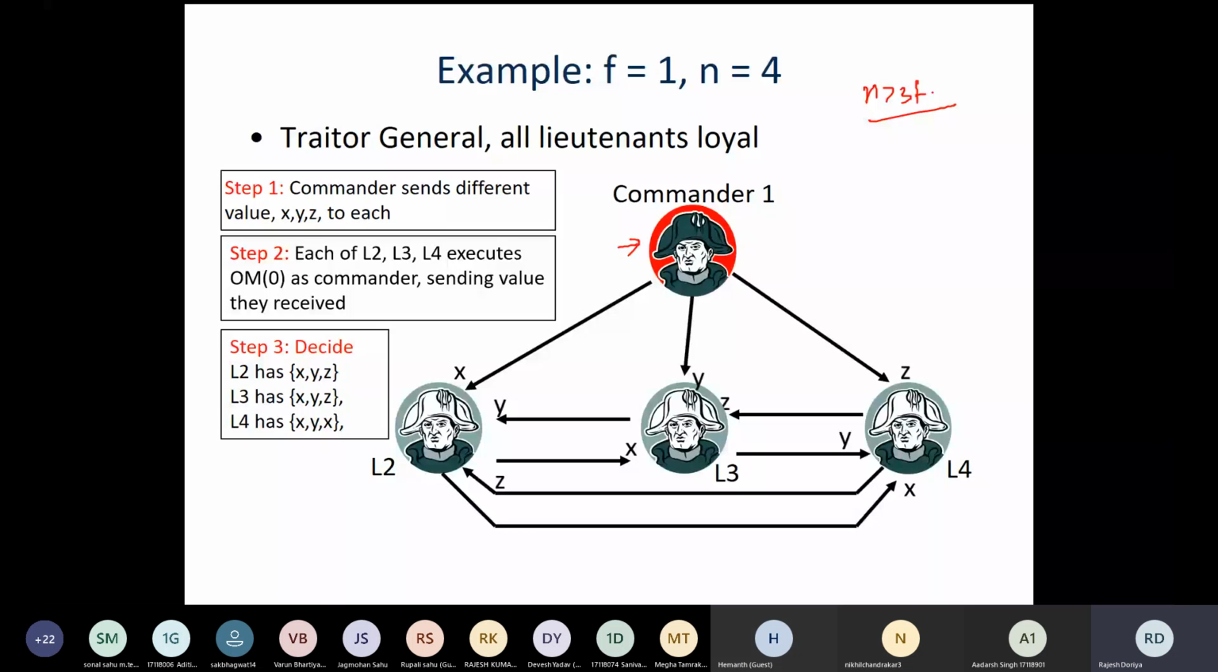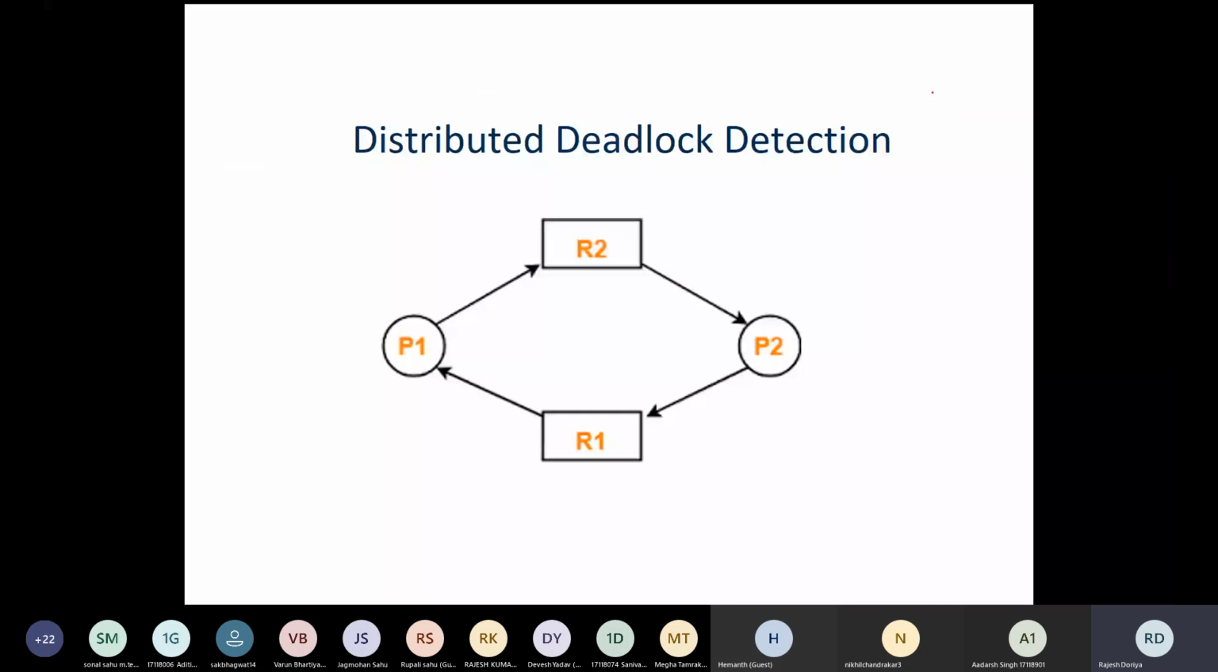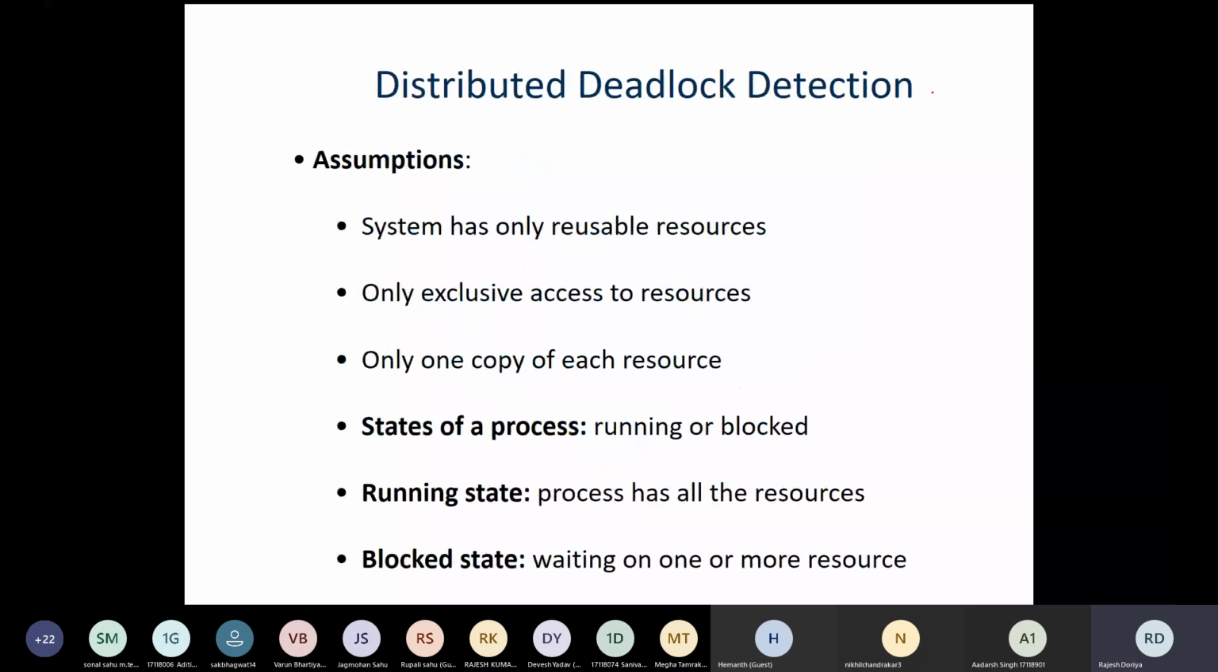So now we are going to discuss the second topic for today's lecture, that is distributed deadlock detection. Since all of you are already aware of what a deadlock is, you would have studied this concept in operating systems. While talking about distributed deadlock detection, again we are going for a number of assumptions. The assumptions are: the system has only reusable resources, only exclusive access is provided to the resources, and only a single copy of each resource is there. Thereafter, the state of a process can be in a running mode or a blocked mode. The running state means a process has all the resources, and in a blocked state, a process may be waiting for one or more resources. Okay.